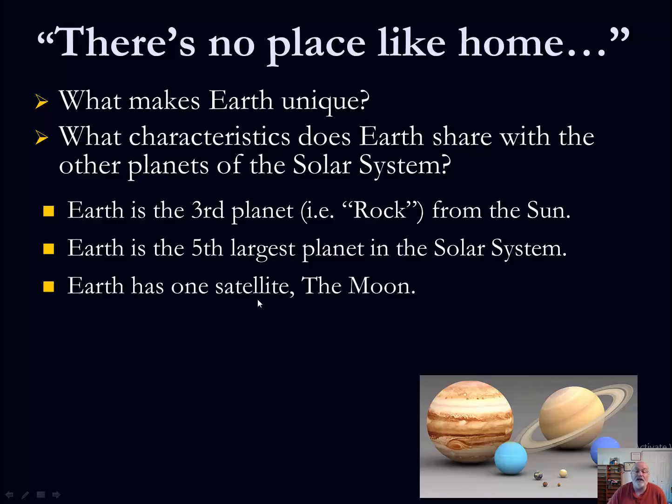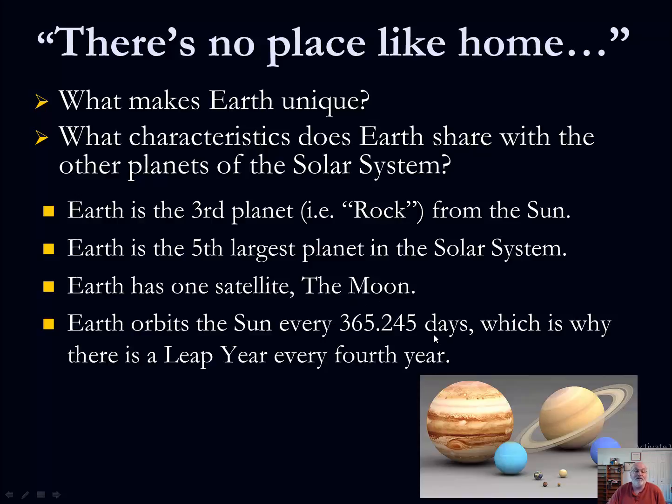Earth has one natural satellite called the Moon. We call all the other satellites going around planets moons. We capitalize that Moon for us because we are special. There's no place like home. And the Earth orbits the Sun every 365 and a quarter days. We talked about leap year. Every 4 years we add a day to our calendar because of that.